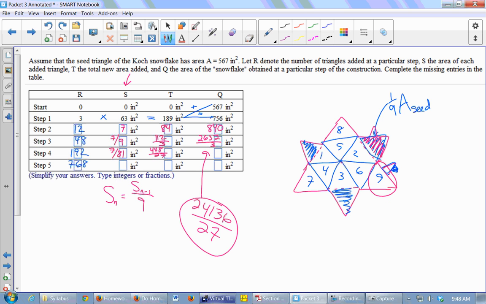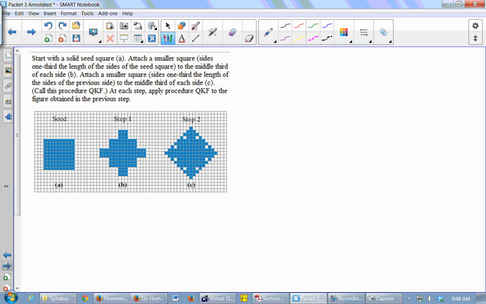And then I know the rest of the homework may have been even more difficult because it was a new fractal. So I asked you to do the same investigations that we did for the Koch Snowflake concerning area and perimeter, but for this other fractal called the Quadratic Koch Snowflake. And this is the picture of it. So you start with a solid seed square. So instead of a triangle, you start with a square.